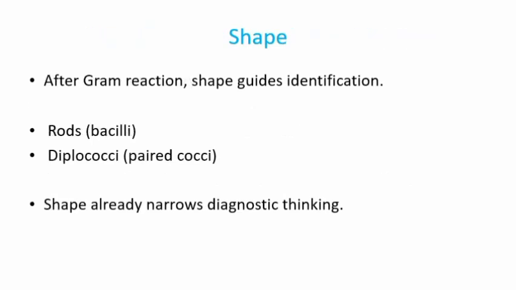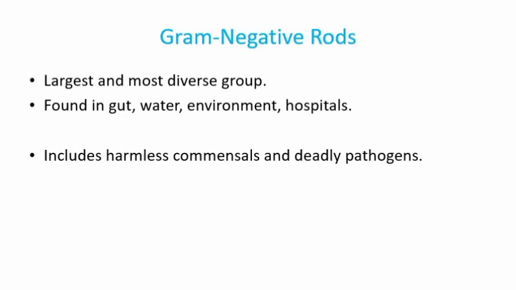Now, once we know they are gram-negative, the next thing we look at is shape. Some appear as rods, elongated cells, others appear as diplococci, round bacteria sitting in pairs, and this simple observation already narrows things down a lot. Let's start with gram-negative rods because this is where most people feel overwhelmed. But instead of memorizing names, let's group them logically.